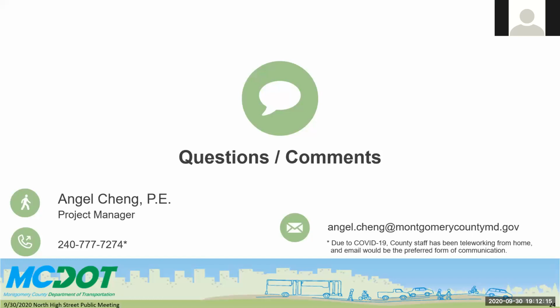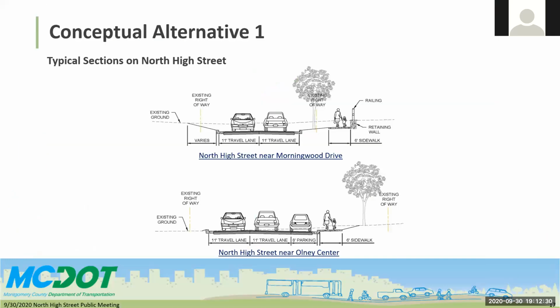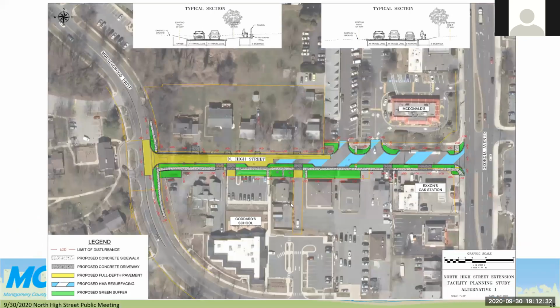Thanks. We'll do one more and then we'll jump back into Q&A. Alternative 1 does not show a sidewalk on the north side of the street, which currently does have some sidewalk adjacent to the McDonald's. Could you provide some clarification about whether any of the existing sidewalks on the north would be impacted?